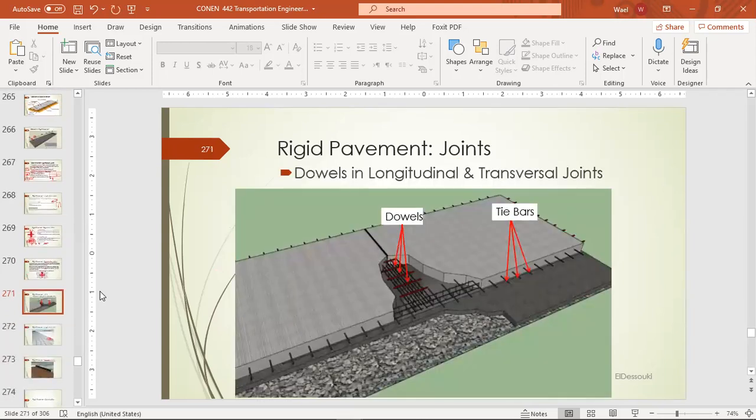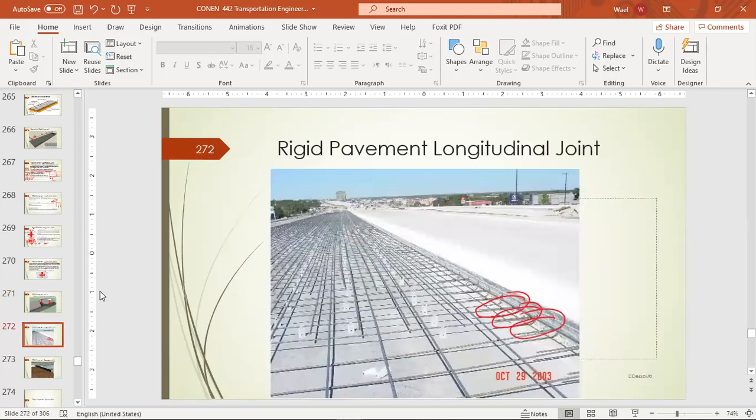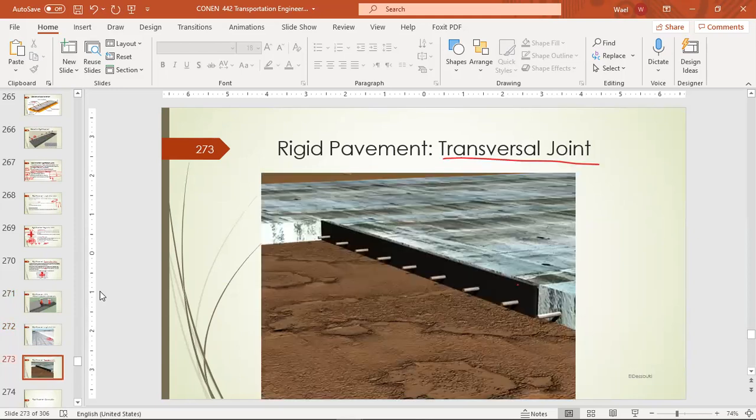In this diagram we can see the different dowels and tie bars in longitudinal joints or construction joints, as we can see in this image. These are real pictures, and you can see that this is a reinforced rigid pavement. That's again the transversal joints, and you can see the dowels and the rubber here. Any questions so far?